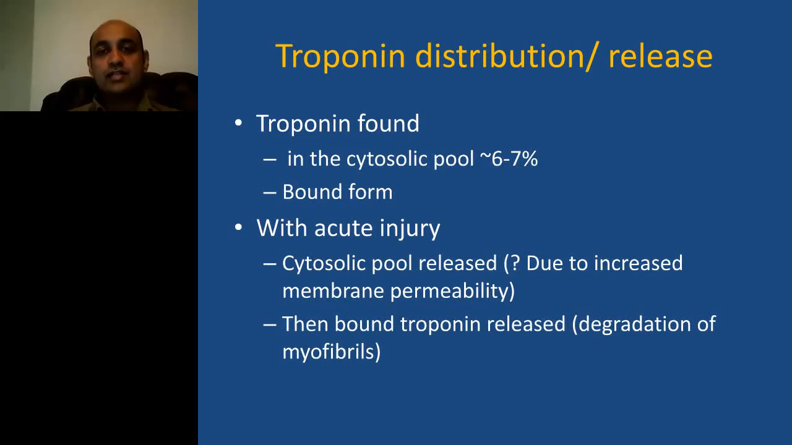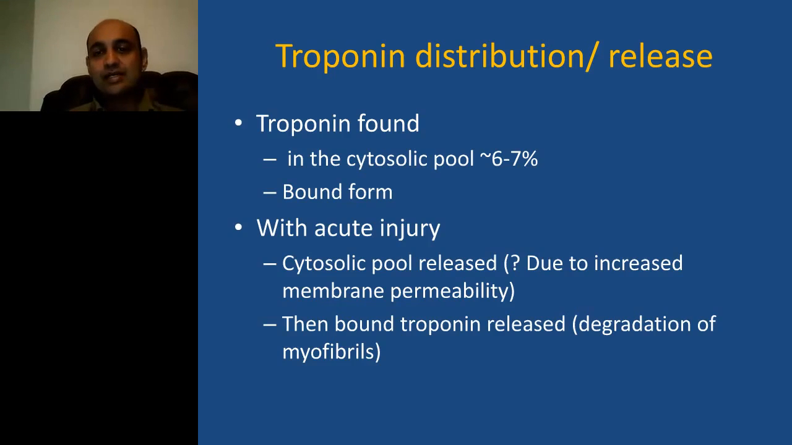Now, troponin generally can be found in a few locations: in the cytosolic pool, that's about 6 to 7%, and in a bound form. When you have an acute injury, such as a heart attack, we think that initially the cytosolic pool is released, and that's the initial bump in the troponin that you would see. Subsequent to that, there's destruction of the myofibrils itself, and then the bound form of troponin gets released. So this is the classic mechanism by which we think troponin gets released in the setting of an acute injury.